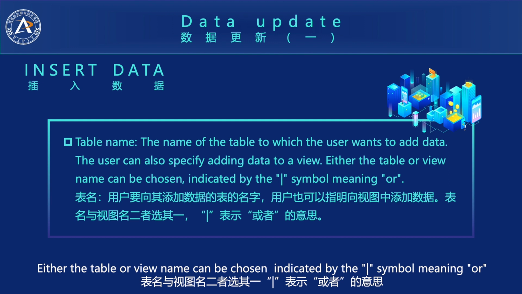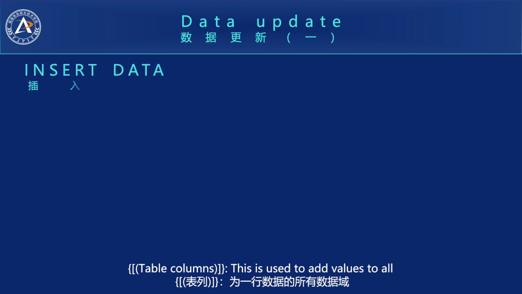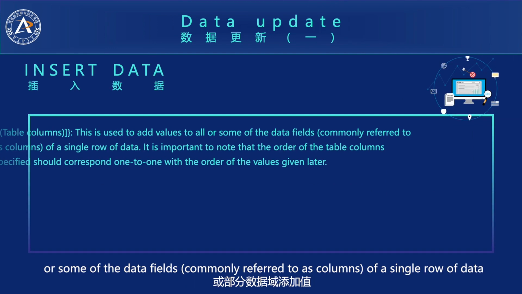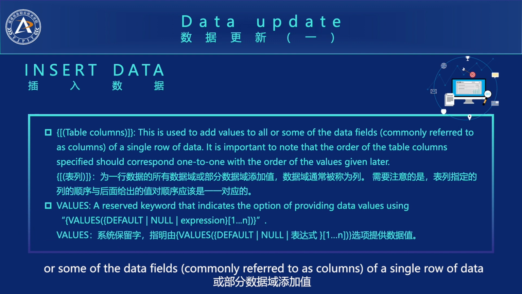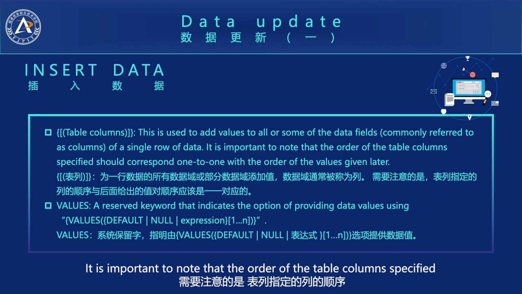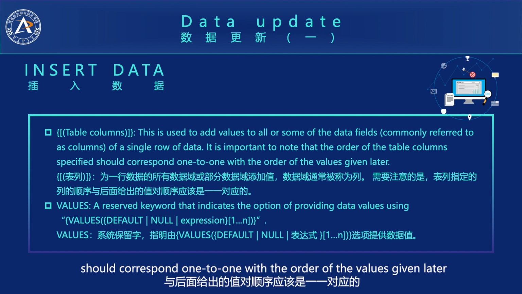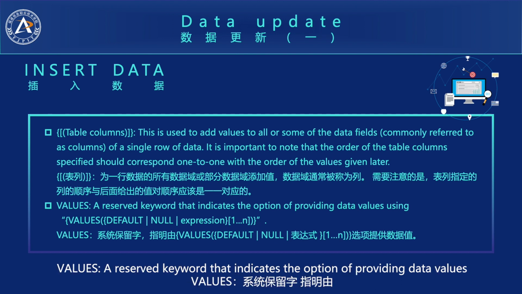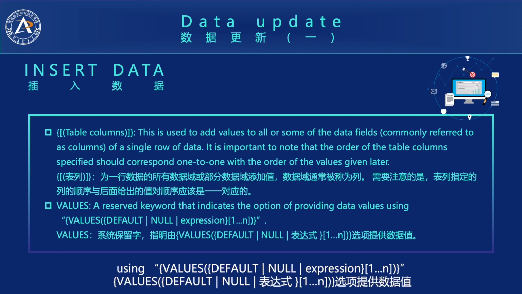Symbol meaning or table columns. This is used to add values to all or some of the data fields, commonly referred to as columns, of a single row of data. It is important to note that the order of the table columns specified should correspond one-to-one with the order of the values given later. Values, a reserved keyword that indicates the option of providing data values using values, default vertical line, null vertical line. Expression 1.